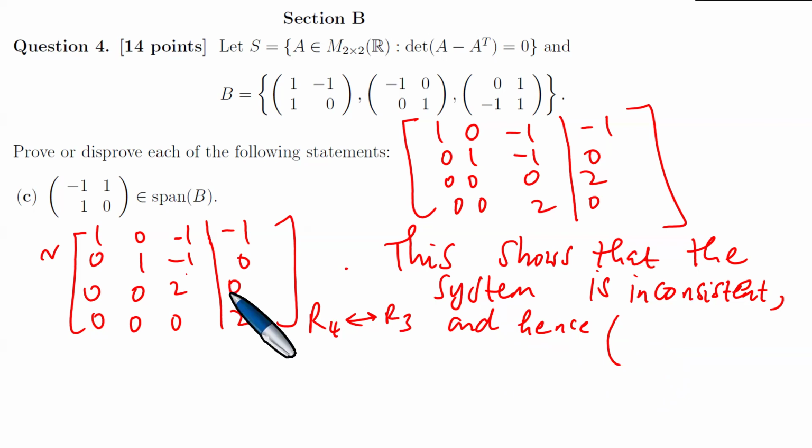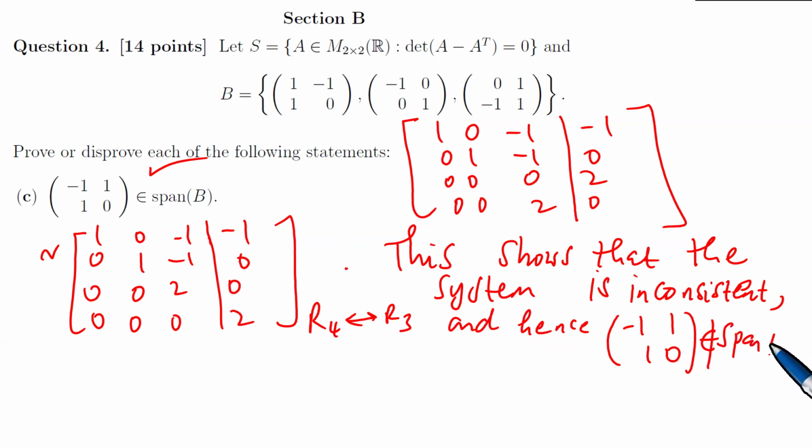Hence, because it is inconsistent, it means this claim is false. Right. What is the claim? It means that the vector minus 1, 1, like that, is not an element of the span of B. You see, they claim it is an element of the span, but it is not an element of the span of B.